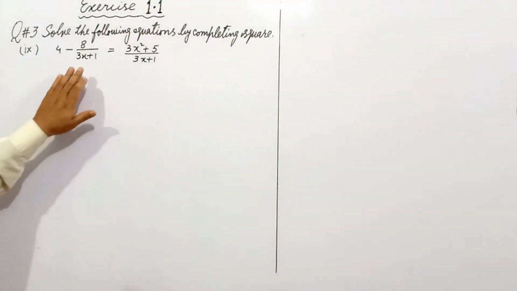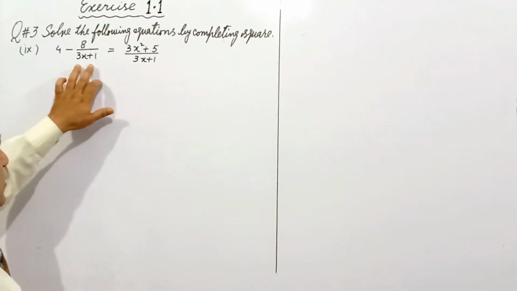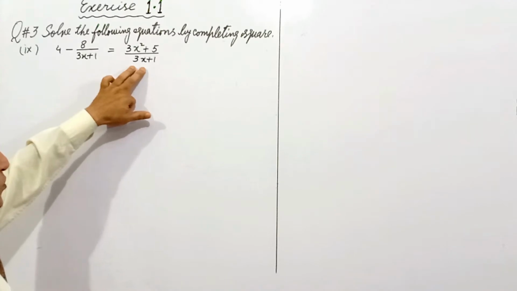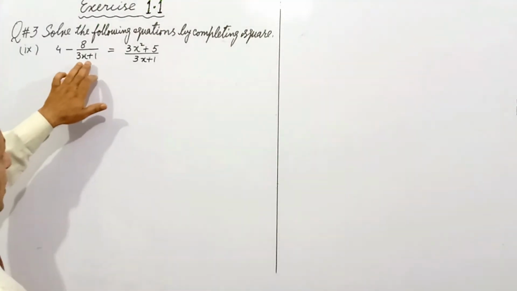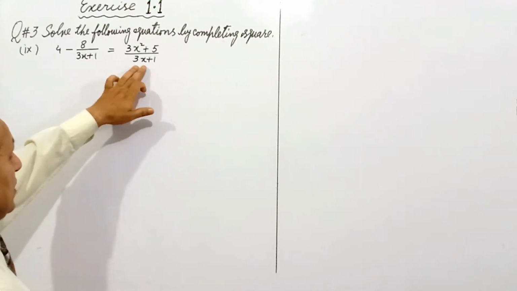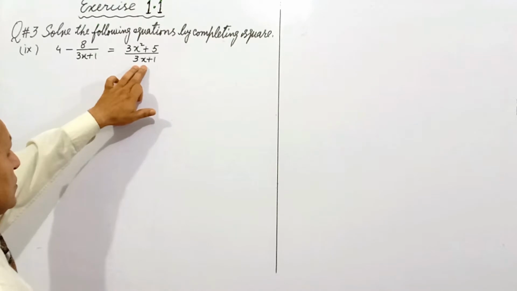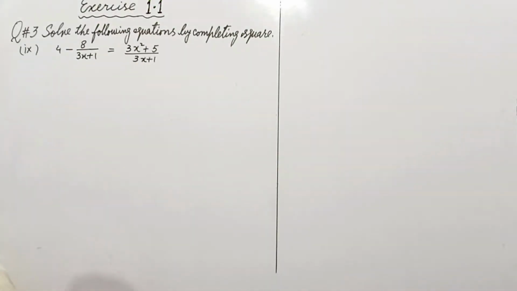For this we observe that we have two fractions on our hand and the denominators are same, 3x plus 1. So we use the same procedure which we did in question number 1. We multiply each term by the LCM of the denominator, and as 3x plus 1 is the common factor, their LCM is 3x plus 1.